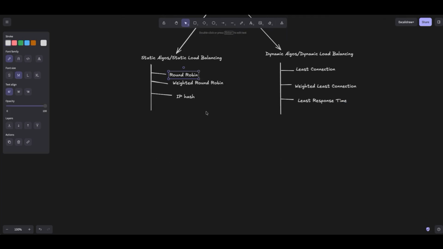So what is static load balancing? As the name suggests, the routing of the requests is static in nature, which means it is fixed. It is pre-decided by a very simple algo, a very simple calculation, which request should go where.